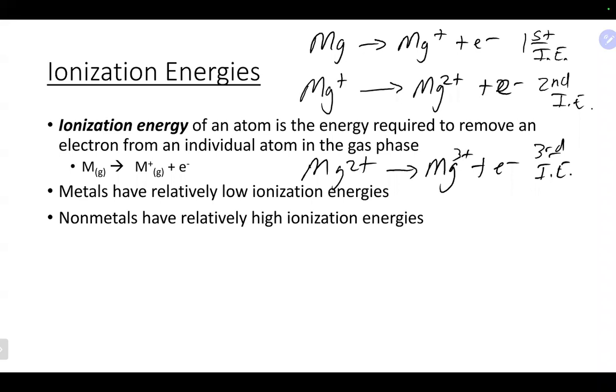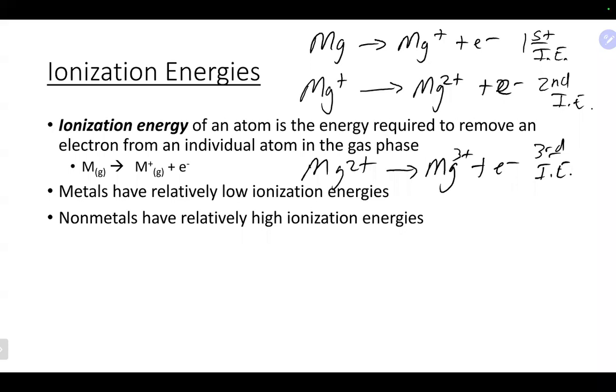Is it easier to remove the first electron from magnesium or the second one? Which one's easier? What do you think? It is easier to remove the first electron, right? The first electron is neutral. You remove the first electron. Does the thing get larger or smaller when it loses an electron? It gets smaller, right? It loses some electron cloud, so it gets smaller. Also, it gets more positive, right?